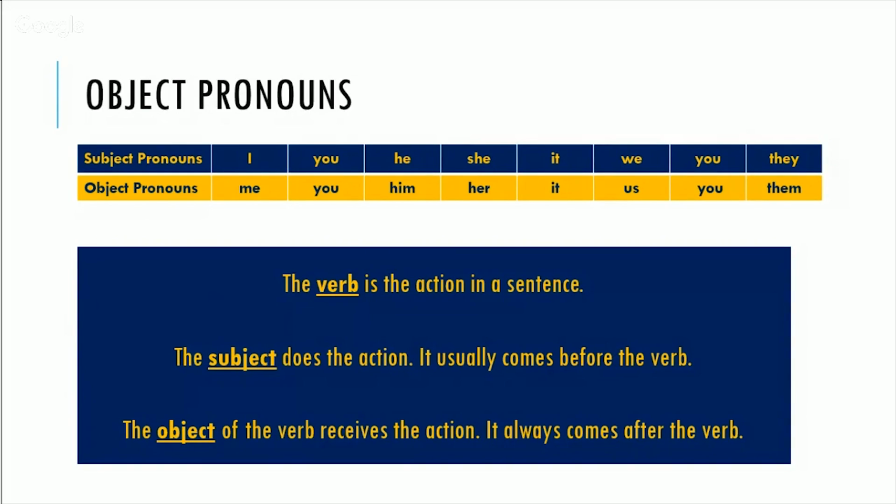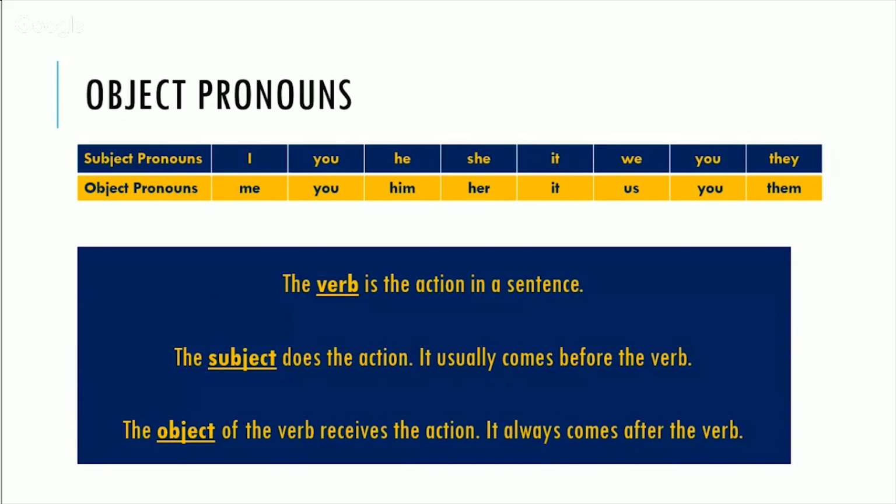Okay, so you have the subject pronouns and you have the object pronouns. Okay. In the blue box on the bottom, we have some simple rules that you need to know. In order to find out what the subject of a sentence is and what the object of a verb is, you need to be able to identify the verb, subject, and object of a sentence. So this is the definition of those three things. The verb in a sentence is the action in a sentence. You have to remember that. The verb is the action in a sentence.